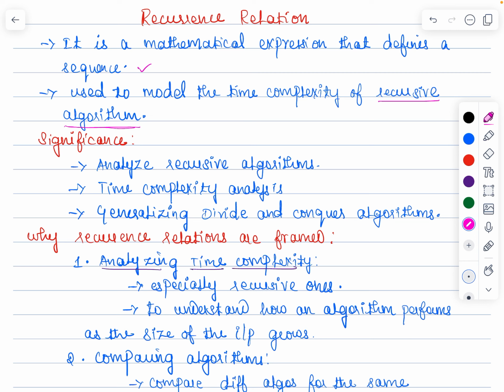Recurrence relations play a significant role in analyzing as well as optimizing the complexity of algorithms. Having a strong understanding of recurrence relations plays a great role in developing the problem solving skills of an individual. Some of the common uses are: number one, it helps to analyze recursive algorithms; the second significance is time complexity analysis; and the third is to generalize divide and conquer algorithms. These are the significance of recurrence relations in DSA.